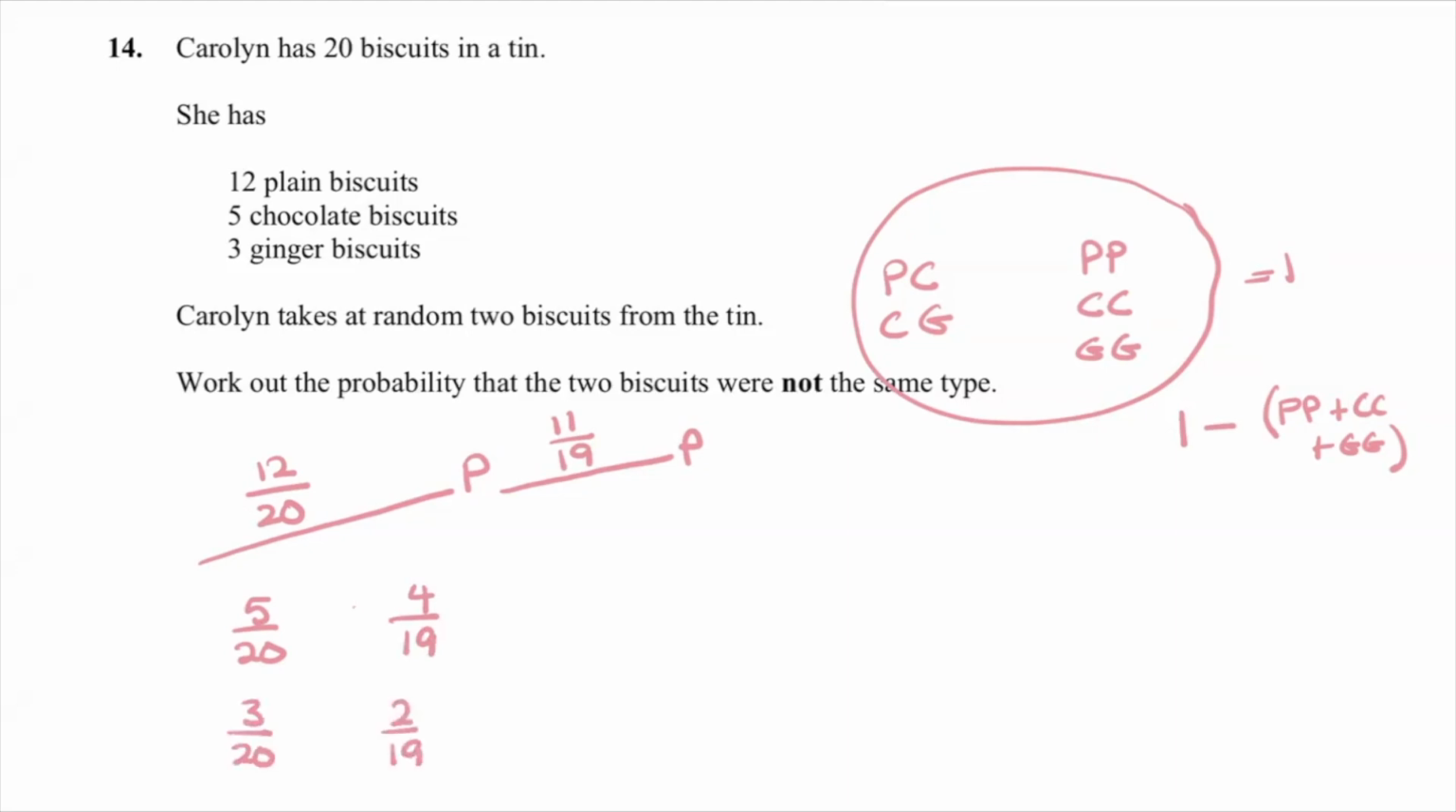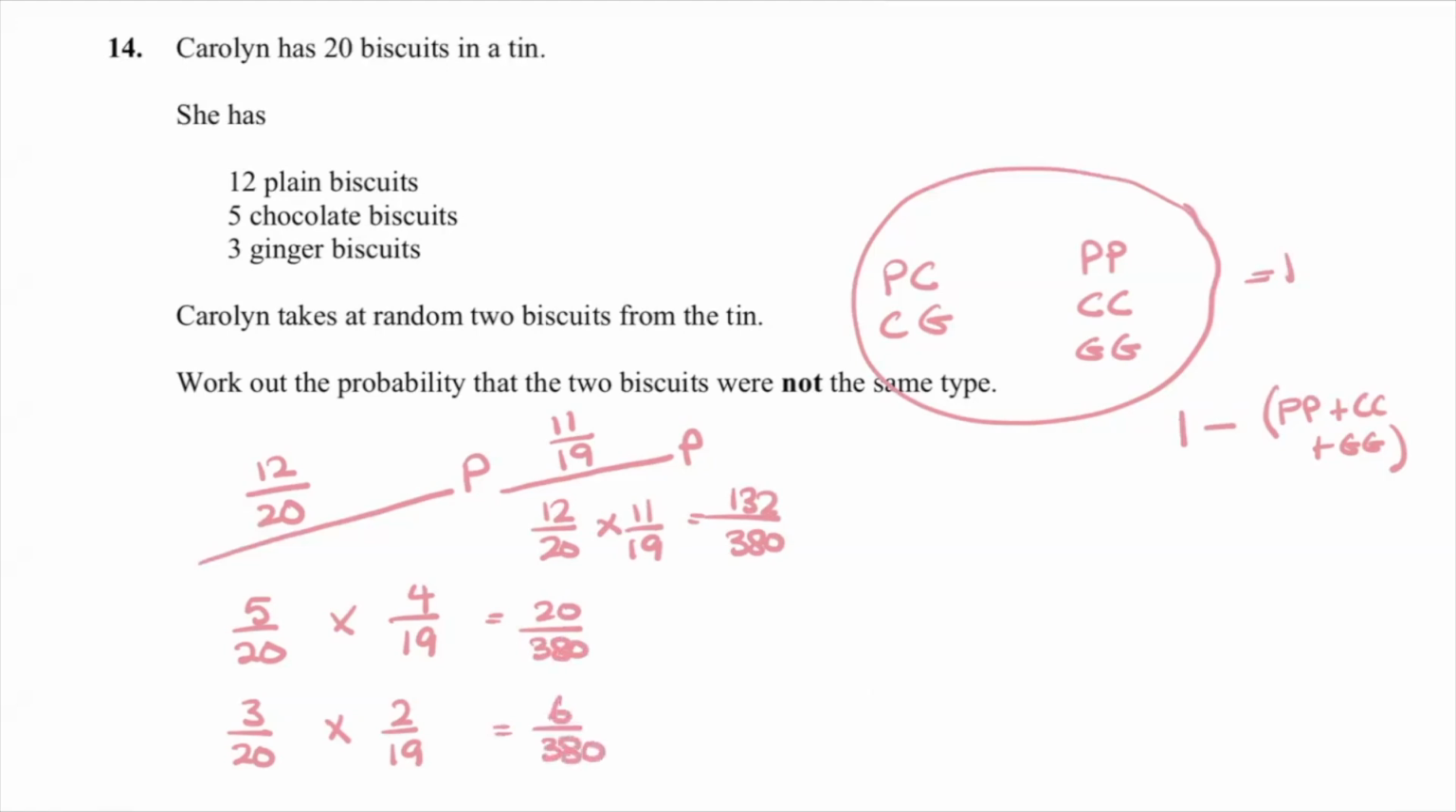I multiply across a tree diagram, so these will all get multiplied. I'm just going to rewrite this so it's clear what's happening. And I get the results 132 over 380, 20 over 380, and 6 over 380.